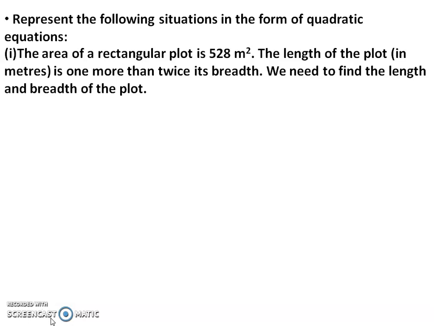The area of a rectangular plot is 528 meters square. As a 10th student, it is necessary for you to know how to find the area of a rectangular plot. It is length into breadth. The length of the plot is 1 more than twice its breadth. So the length of the plot is L equal to 1 plus twice its breadth, 2 into B.